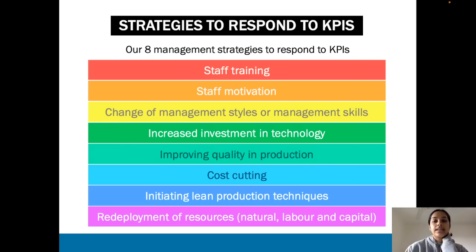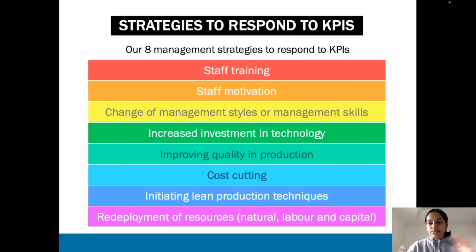So you might be asked in an exam situation, you might be presented with data, for example, a certain KPI is decreasing and that's a bad thing. A question might ask you, how can this business implement a management strategy to respond to that KPI? So it's really important that you understand all of these strategies and you're able to link them to particular KPIs, so that if you're asked about it on an exam, you can explain your answer and address that.